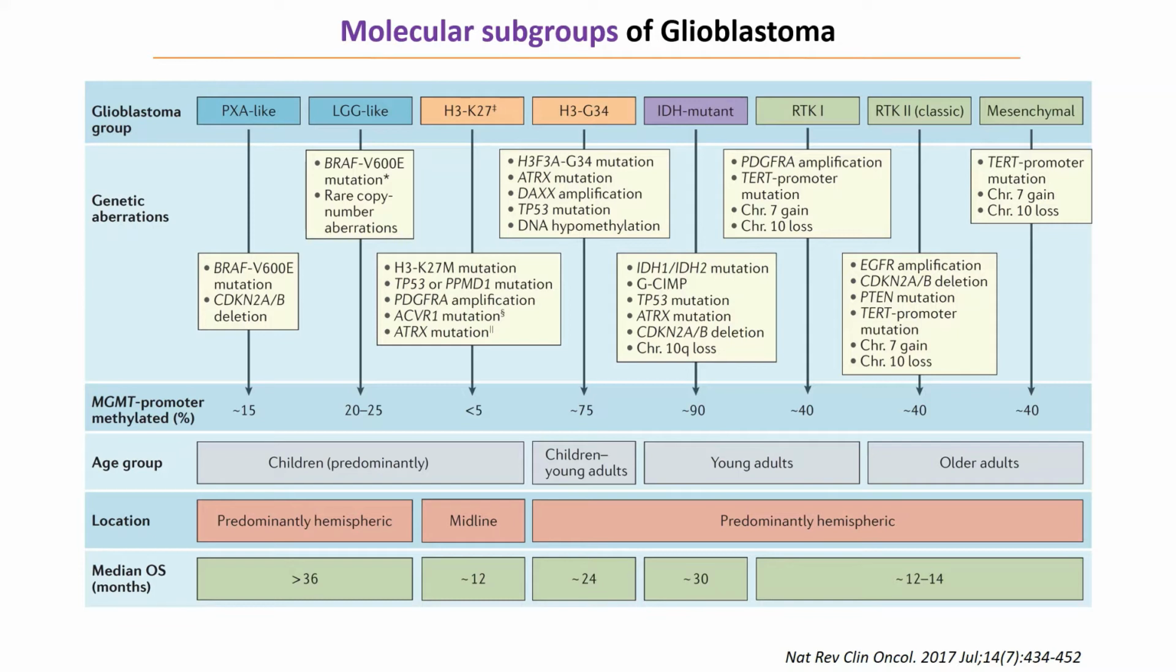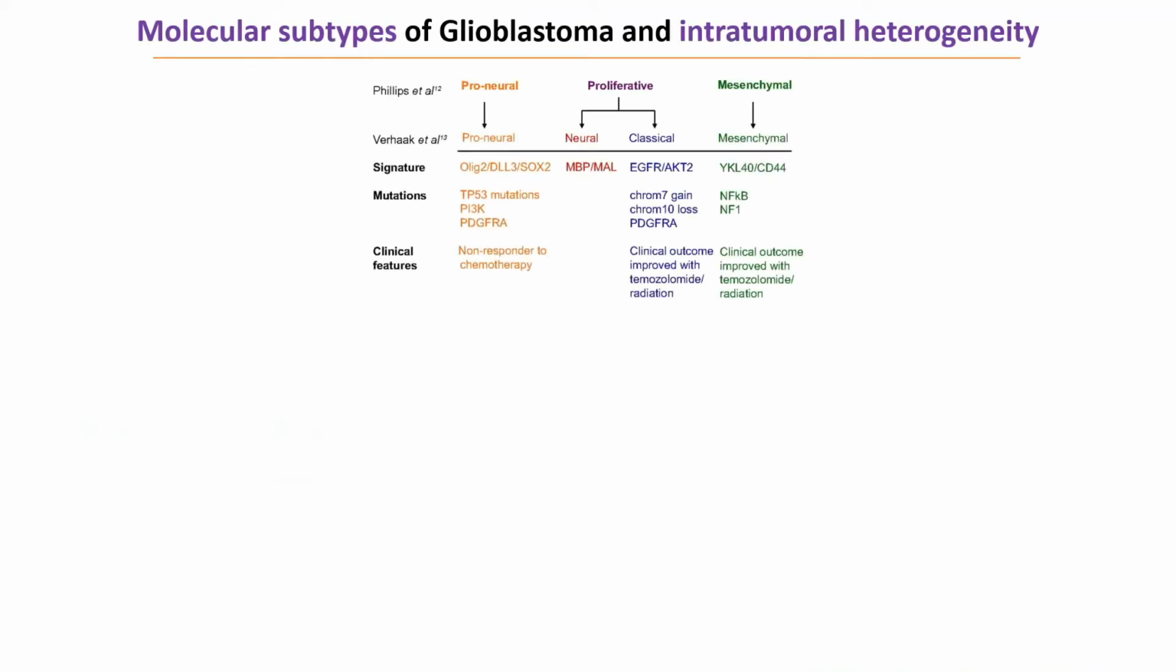One concept that is very important to keep in mind is the notion of intratumoral heterogeneity, which is actually a hallmark of glioblastoma. So very basically, what this means is that within a single lesion, we are able to find very different molecular clones of cancer cells. So when we look at the molecular subtypes that have been previously suggested, here we can talk about, for instance, proneural, proliferative, and mesenchymal subtypes.